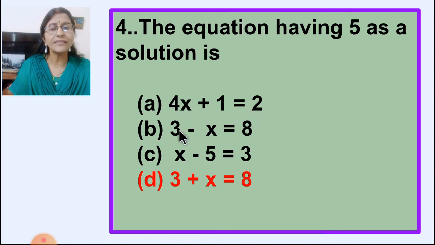No. Next one, 3 minus x is equal to 8. So in place of x we will write 5. 3 minus 5, you will get answer in negative, that is minus 2, which is again not equal to 8. Then third option we will take, 5 minus 5 is equal to 0, which is not equal to 3. Now next one we will take, in place of x we will write 5. 3 plus x, 3 plus 5, we will get 8. So this is the equation.